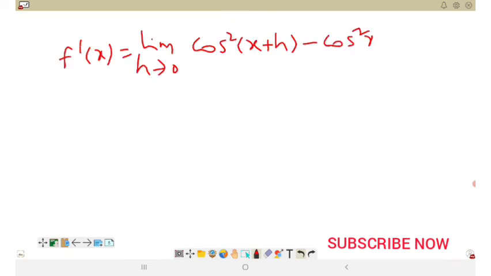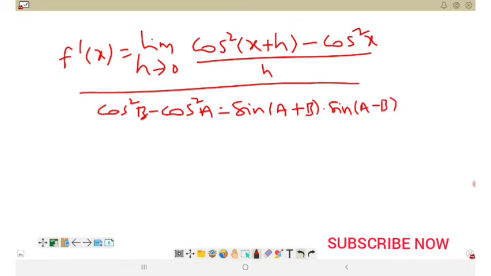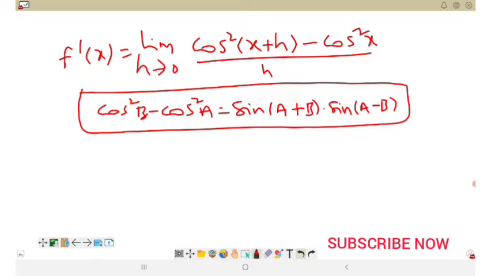Cos square x by h. So cos square b minus cos square a. Using the formula sin of a plus b into sin of a minus b. Let this be b and this be a. So x plus h is equal to b and x is equal to a.